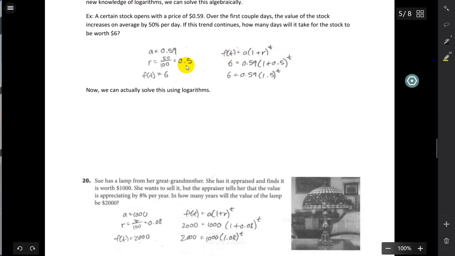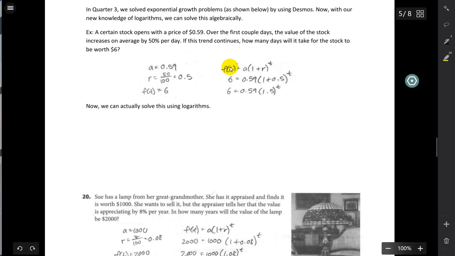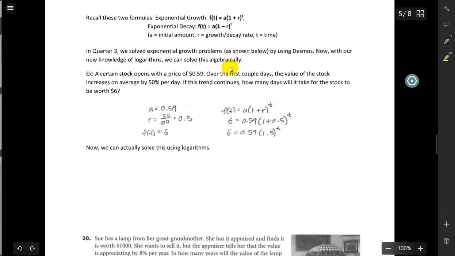Okay, so in this particular problem, we have a certain stock that opens with a price of 59 cents. Over the first couple days, the value of the stock increases on average by 50% per day. If this trend continues, how many days will it take for the stock to be worth $6? Again, the keyword here is that the stock is increasing, so that's going to represent exponential growth. So we're going to use that one.